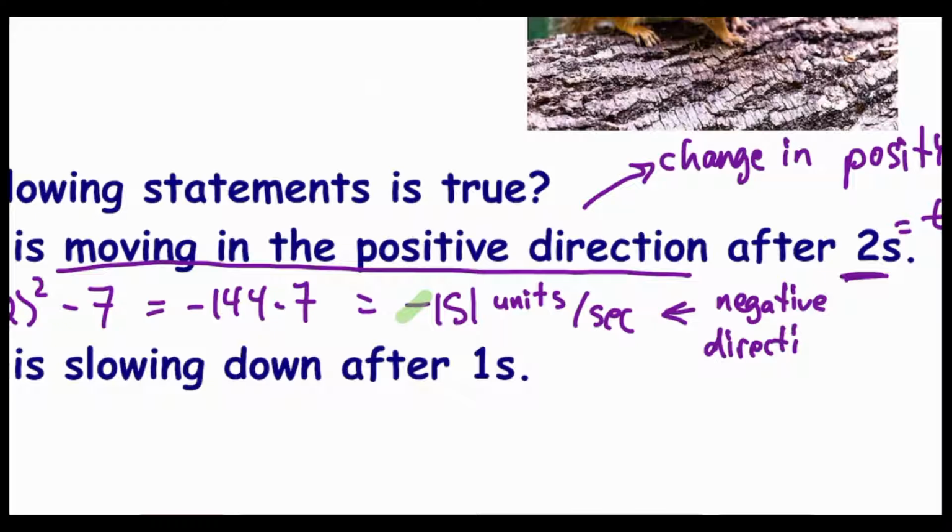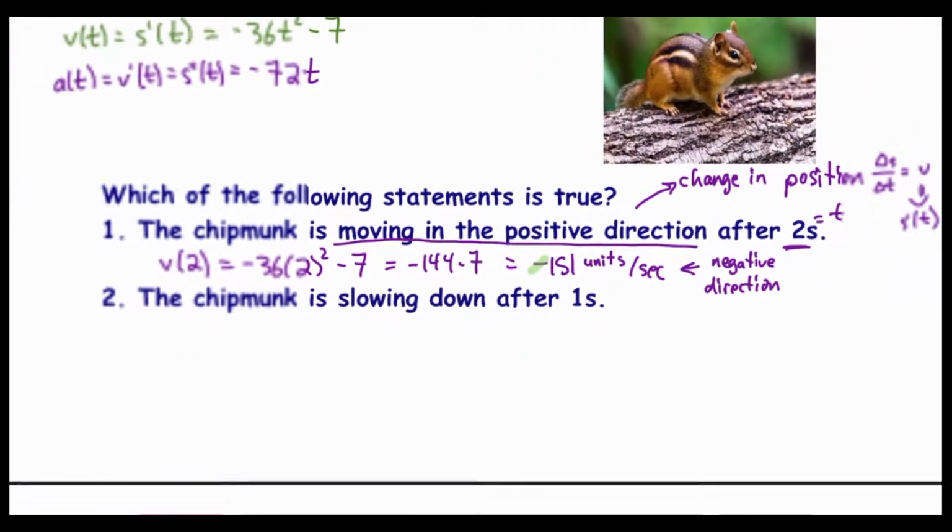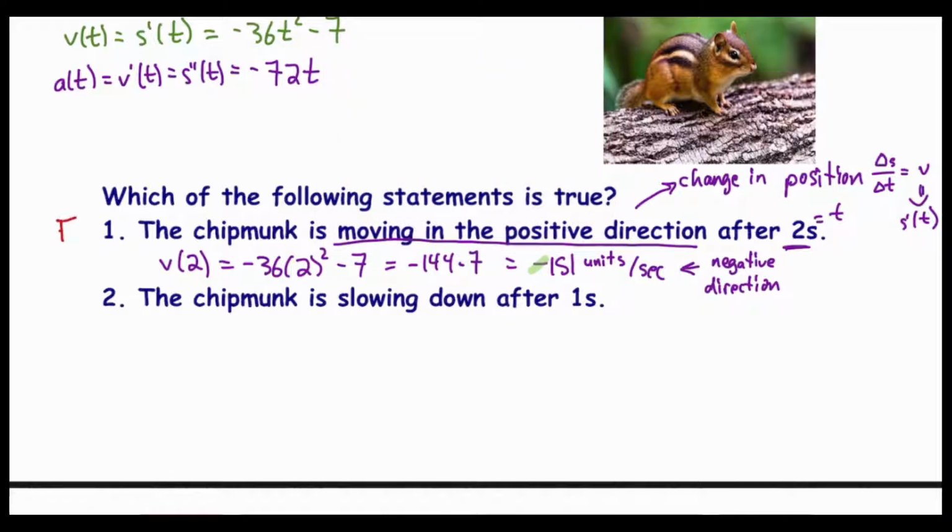So remember, it's just like when we dealt with vectors. I have the magnitude, so they're moving at 151 units per second, but I also need to consider the direction, so that negative is important. So the question said, is the chipmunk moving in the positive direction at 2 seconds? No, it is moving in a negative direction, so this is a false statement.